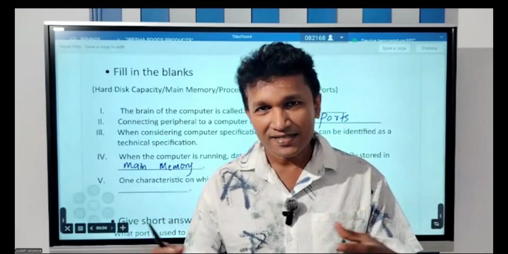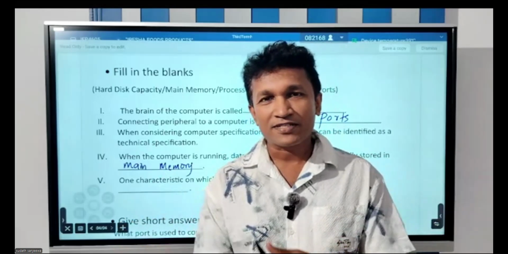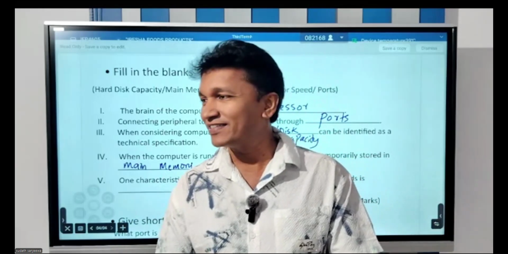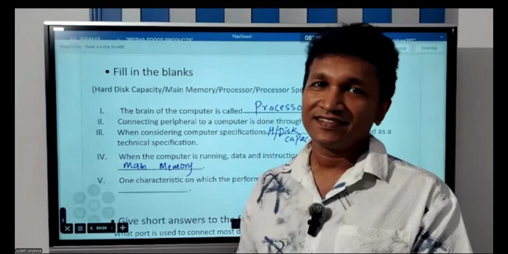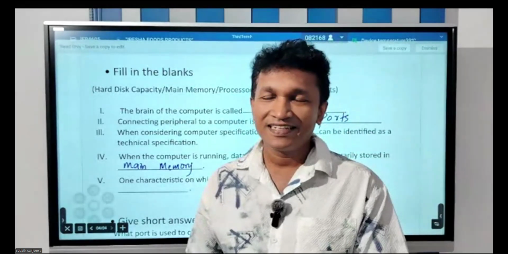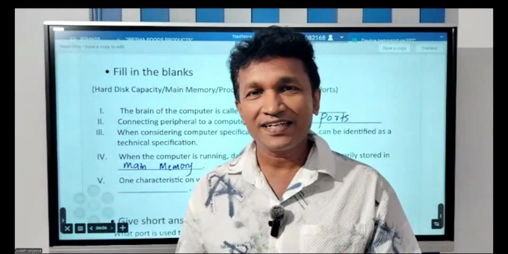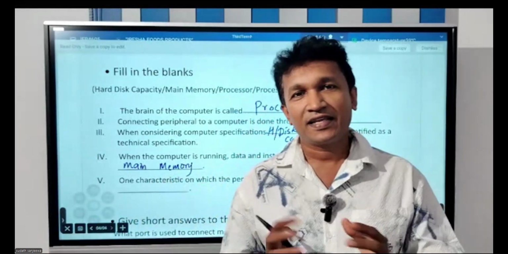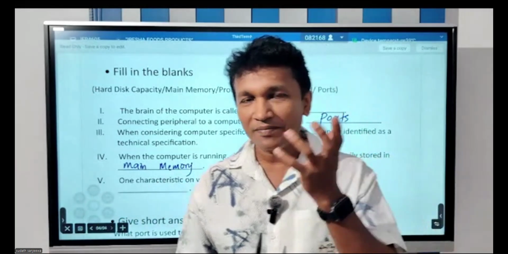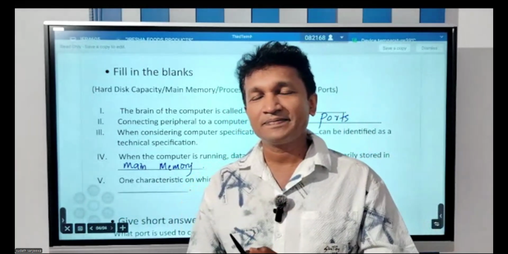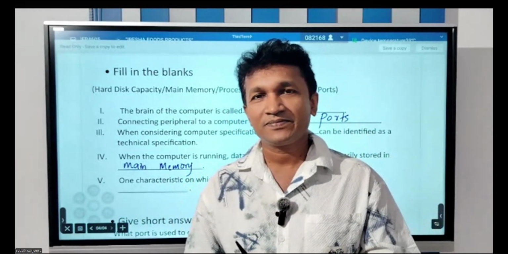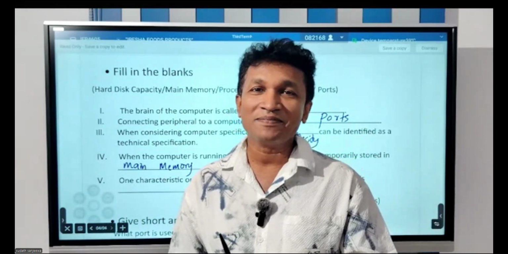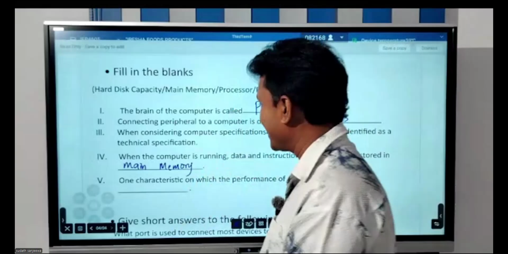Those terms are the same. Processor and central processing unit are the same. Then what? So it is doing processing, not keeping memory. Who is the main memory? RAM. RAM is the main memory. Random access memory.